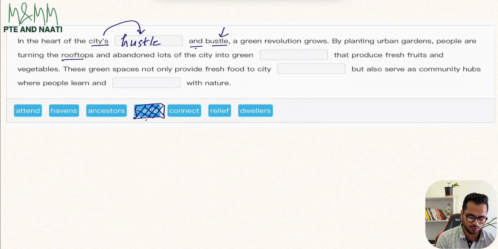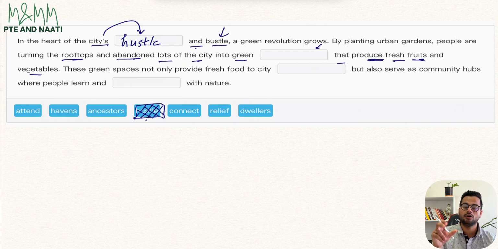People are turning the rooftops and abandoned lots of the city into green something. And what green something? That produces fresh fruits and vegetables. We're looking for a noun that produces fresh fruits and vegetables. So what people are doing is they're planting some urban gardens and they're turning the rooftops of the buildings and the abandoned parts of the city into something green dash.